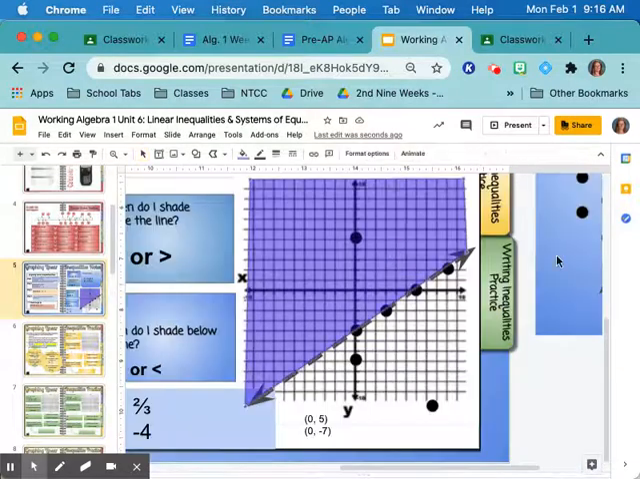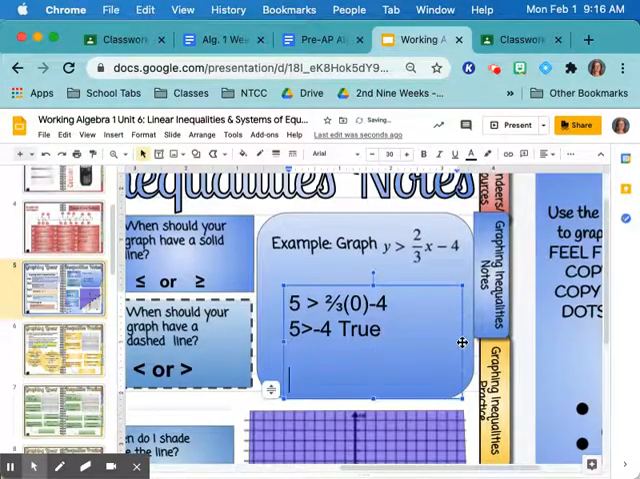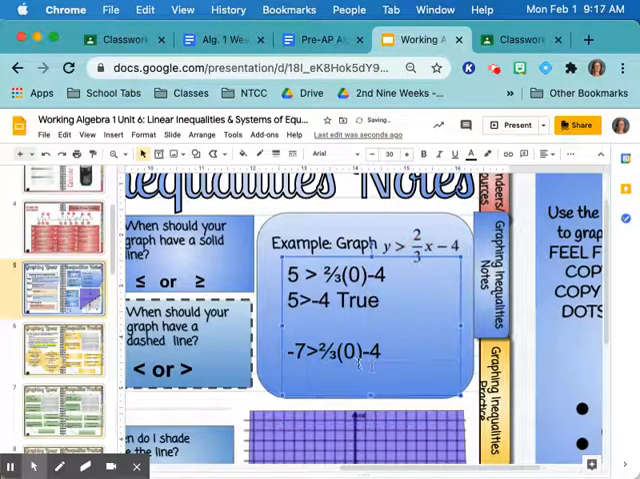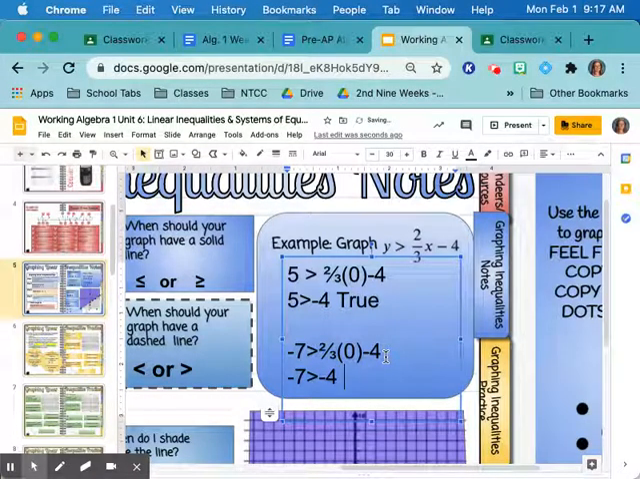So if I plug in a 0 for x again, but this time my y is -7. -7 is greater than 2/3 times 0 minus 4. So then I would get -7 is greater than -4. Is that true or false? False.